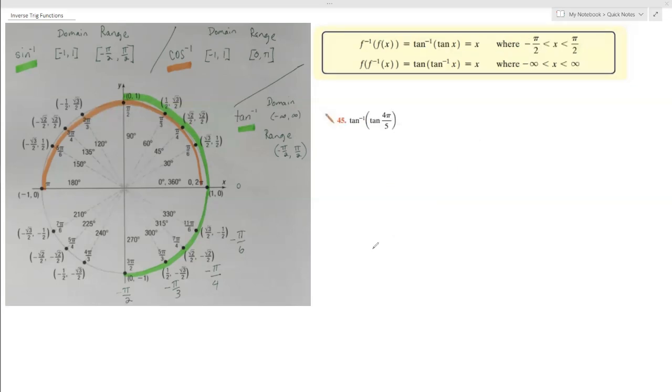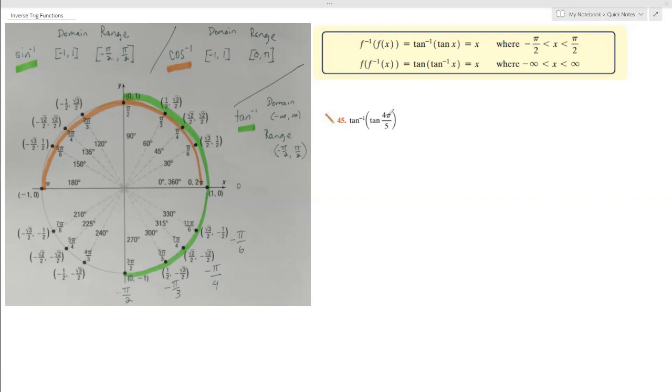Okay, let's look at this example involving tangent. If I take the inverse tangent of a tangent of x, it's going to pop out as x so long as x is between -pi over 2 and pi over 2. So for this first example here, we're going to have to adjust this a little bit to make that happen.